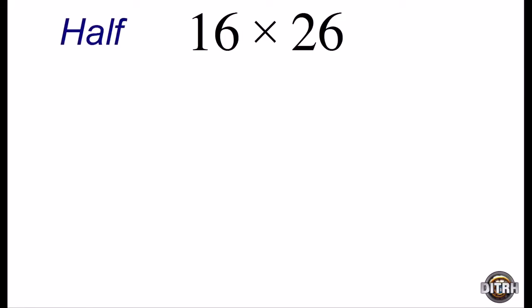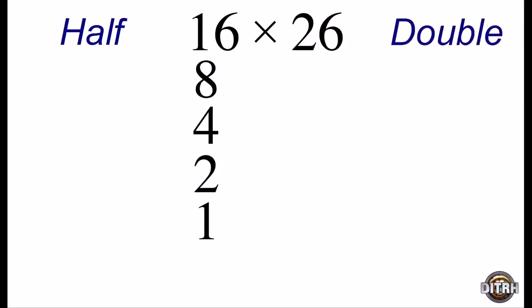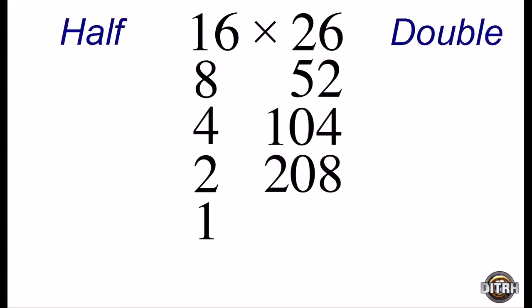The first step is to divide the number on the left in half repeatedly. So dividing 16 in half, we get 8, and then 4, 2, and finally 1. We take the number on the right, and we repeatedly double it. So from 26 we get 52, 104, 208, and 416.